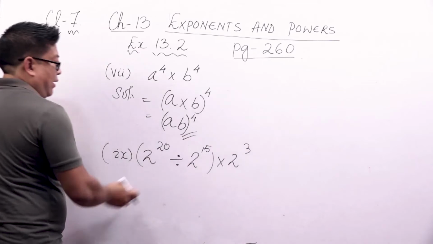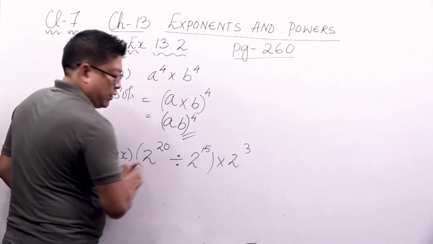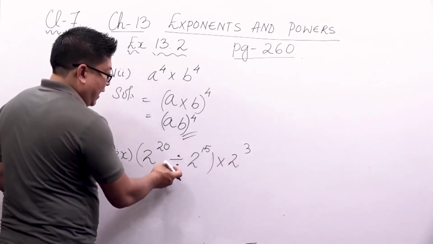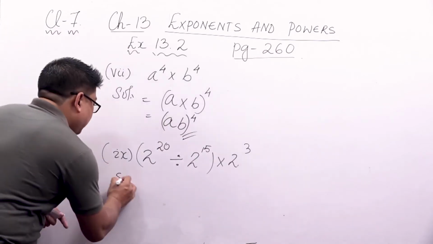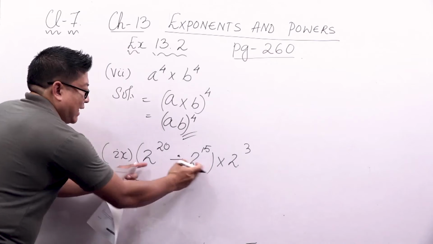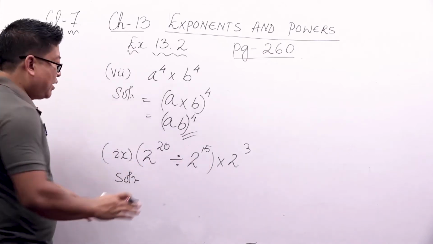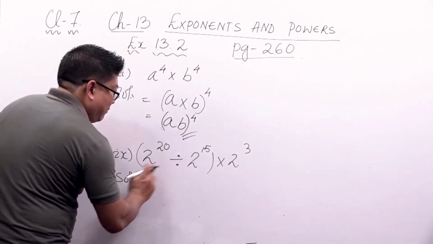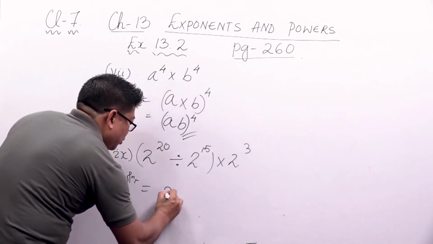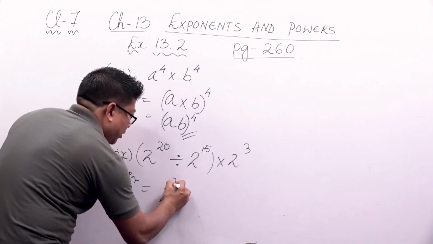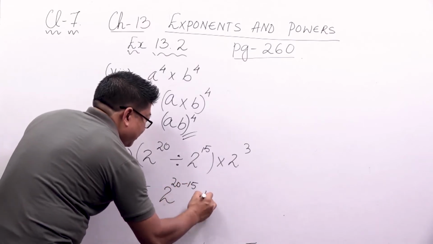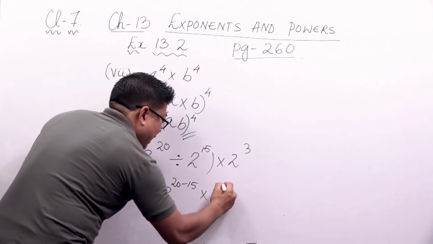So we have all the bases as 2, but we have divide and multiply. So what we will basically do is we will start with what is inside the bracket always, okay? So what is inside? Base is same and divide. So 2 and then it is divide, so you subtract the powers. That means 20 minus 15. Outside will remain as it is.